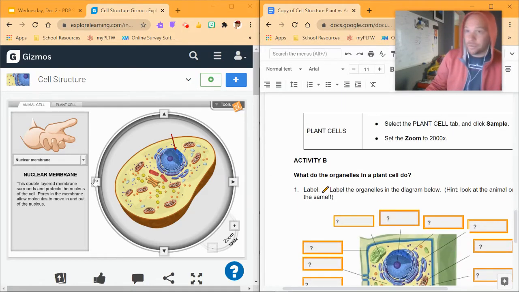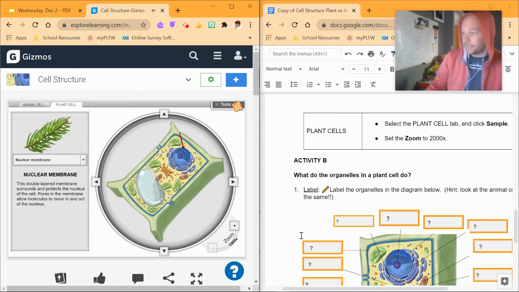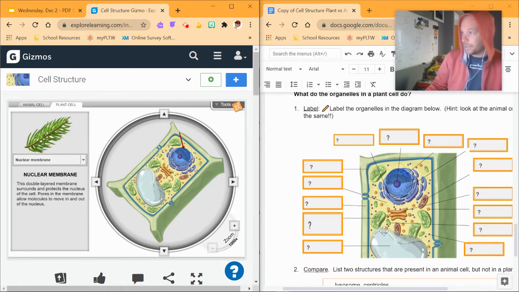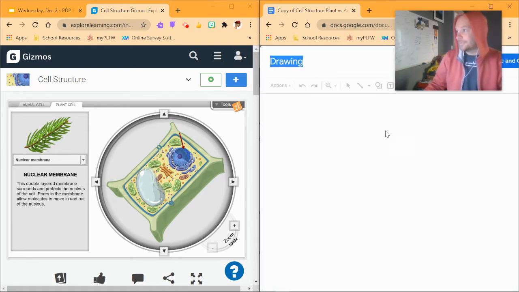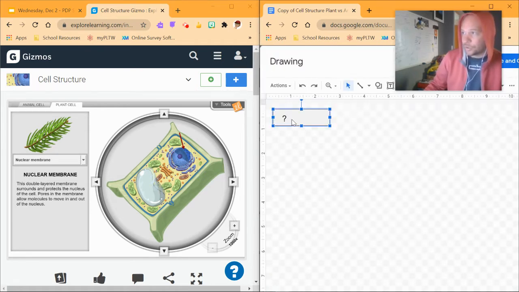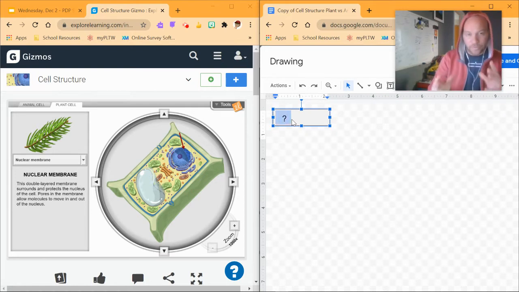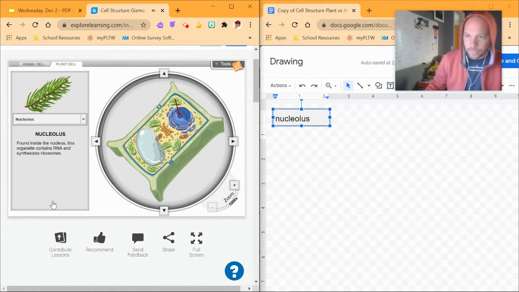So now you're going to switch over to the plant cell. I haven't done this one yet. And then label these. Here's a great tip. If you look at the animal cell that you just did, you can get a lot of these already. Like, boom, there's the nucleolus. So I know this is a little weird that it's in a drawing format. But hopefully, after a few, you figured it out. Nucleolus. I gotta check my spelling. I never spelled that right. Nucleolus. Yep. Okay, I spelled it right that time.